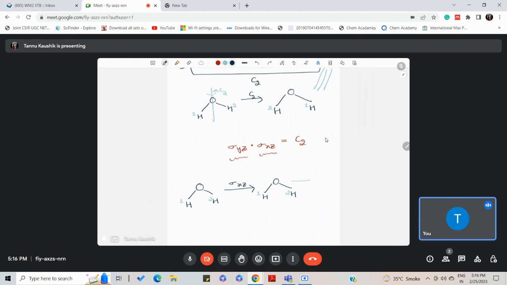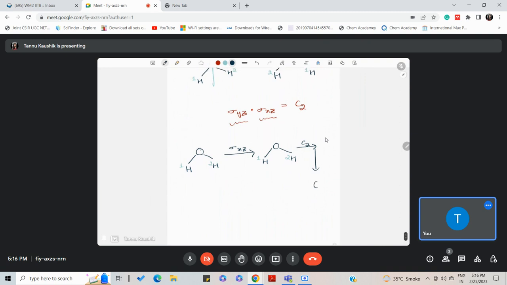Now we will be applying next the C2 axis of rotation. So how will it look? Now the configuration will change, and the position of atoms will be interchanged. So this is the first configuration, this is second, and this is third.